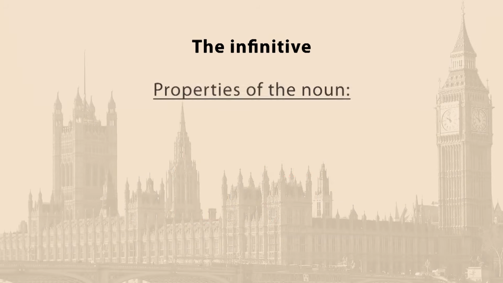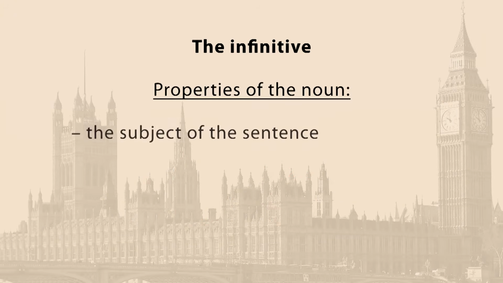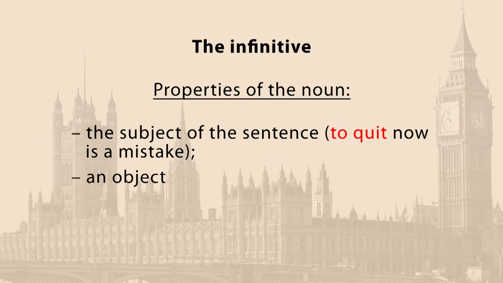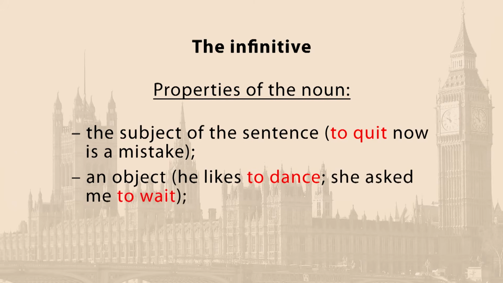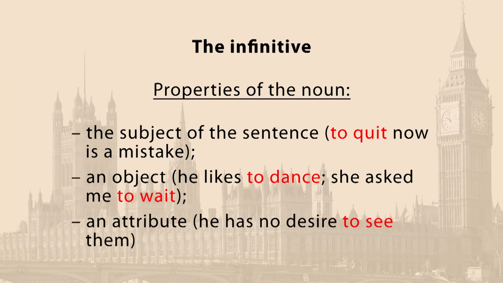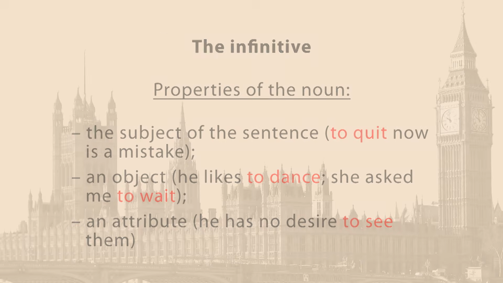The infinitive also has some properties of the noun and can function as the subject of the sentence. To quit now is a mistake. Or as an object. He likes to dance. She asked me to wait. The infinitive can also function as an attribute. He has no desire to see them.